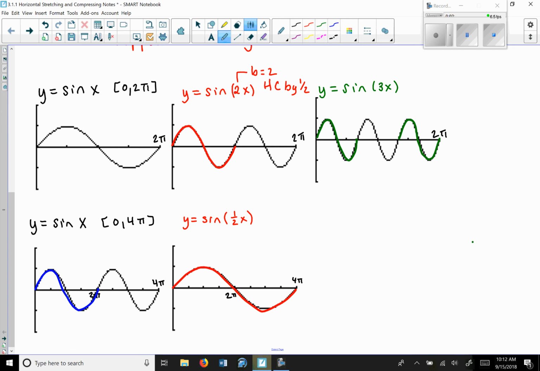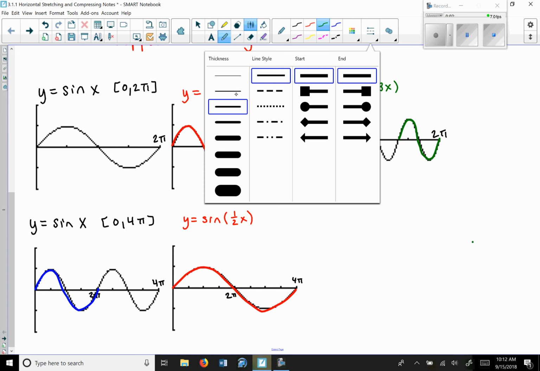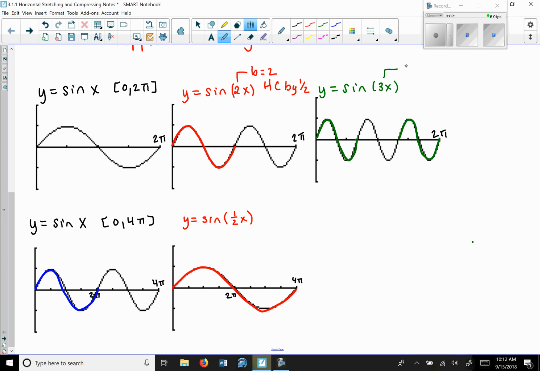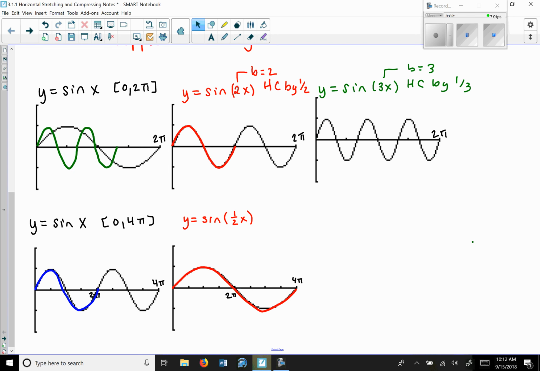If I have the sine of 3x, my b value is now equal to 3, which is a horizontal compression by 1/3. Now you see you have 3 cycles from 0 to 2 pi. Here's the first one, that's the second one, and then the third. That means we had to compress it in by 1/3 so that we could have those 3 cycles from 0 to 2 pi. That is why it's a horizontal compression by 1/3.